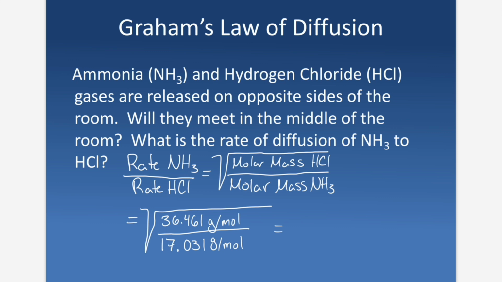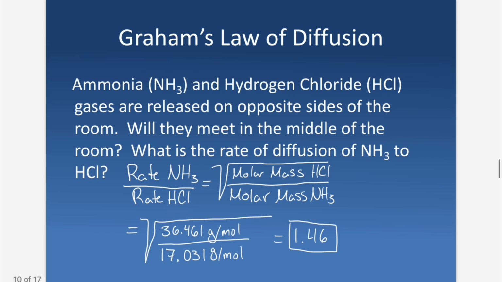And so we get a rate of about 1.46. As for the other question, will they meet in the middle of the room? The answer is no. Hydrogen chloride is notably more massive than ammonia, and so we know that ammonia, being less massive, is going to move faster. And so it's going to get to the middle of the room well before hydrogen chloride does. And that's Graham's law of diffusion.